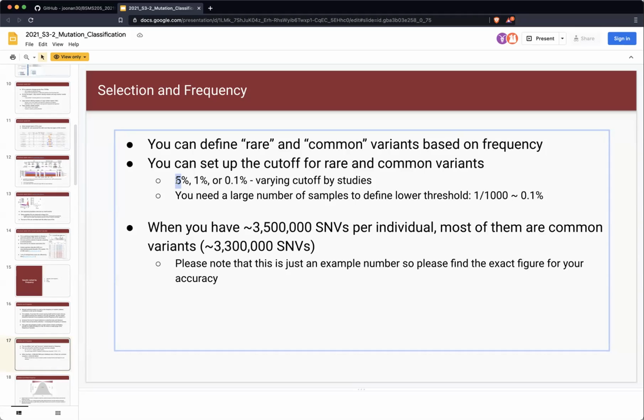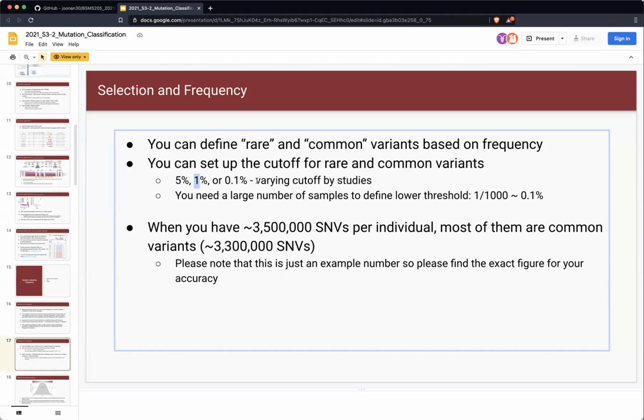Like, now we have 1,000 samples, we have 10,000 samples, we have a million samples. So people can go deeper and deeper. So now you define 1% as the threshold to distinguish common variants and rare variants. And more recently, people use 0.1% for rare variants and common variants.